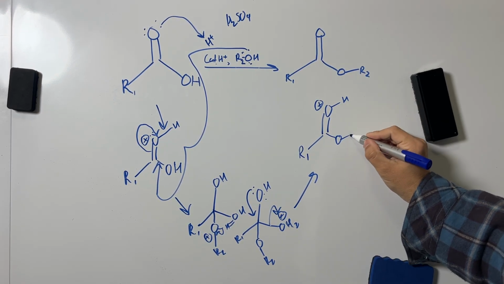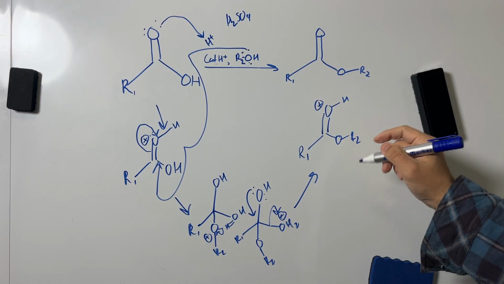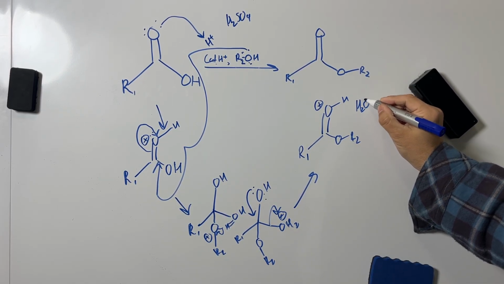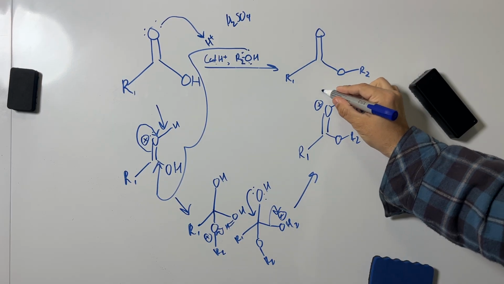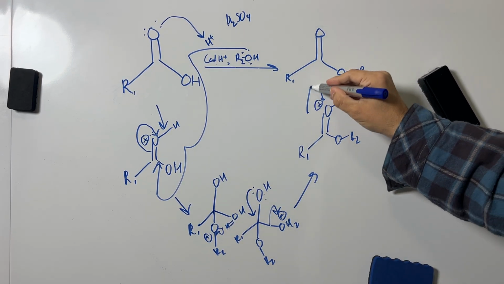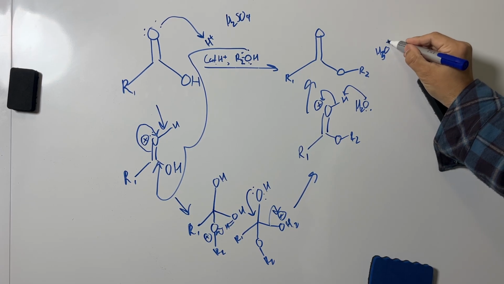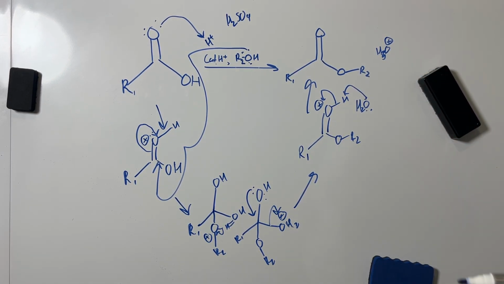But now we have our ester formed there. And then you can take another water, come and steal that proton, donate our electrons back, which gives us our ester. And then we also regenerated our acid catalyst. Remember, this is just catalytic acid. H3O plus, it doesn't need the circle. So that is what that looks like.